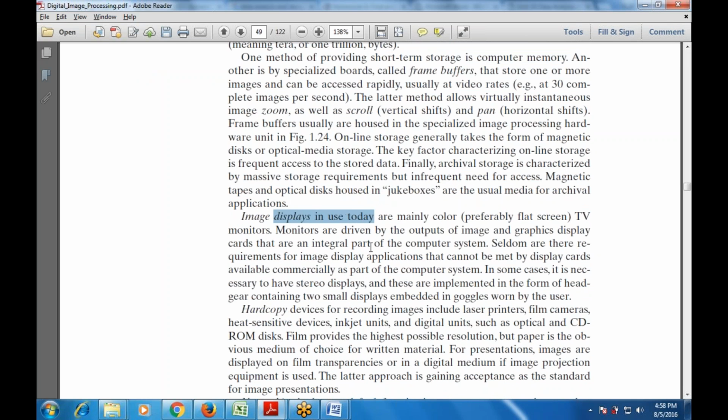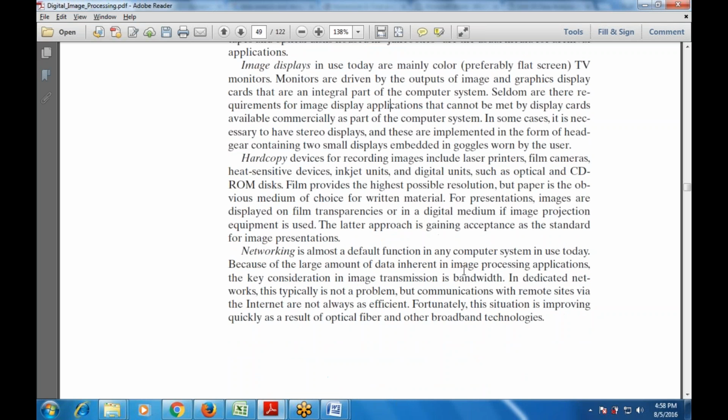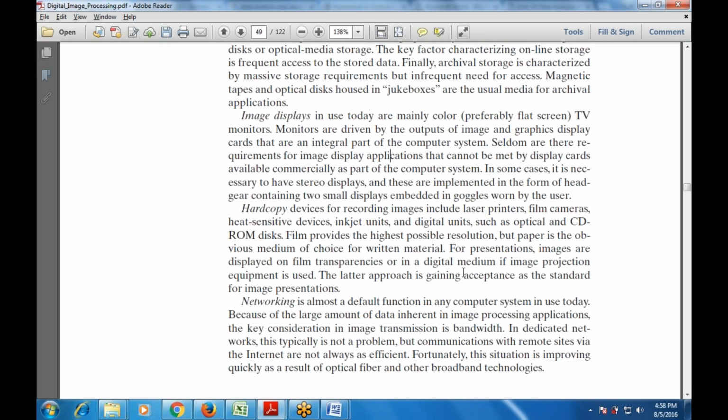The image displays in use today are mainly color TV monitors. Next one is hard copy, used for recording images, which includes laser printers, film cameras, and inkjet units. These are the various hard copy devices.